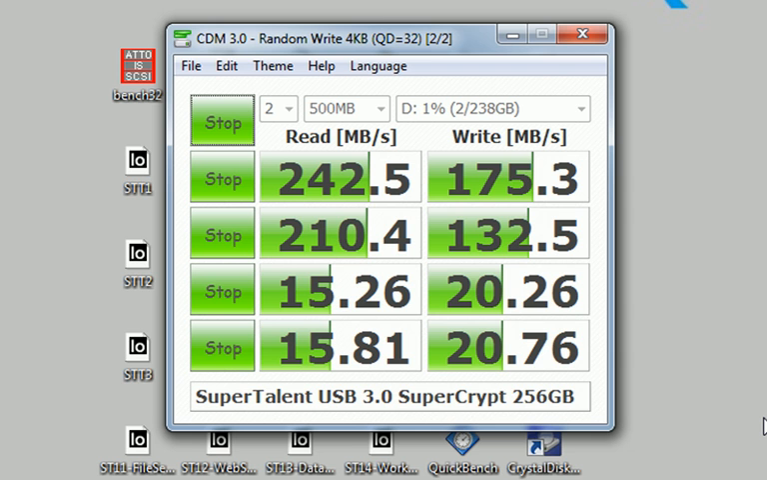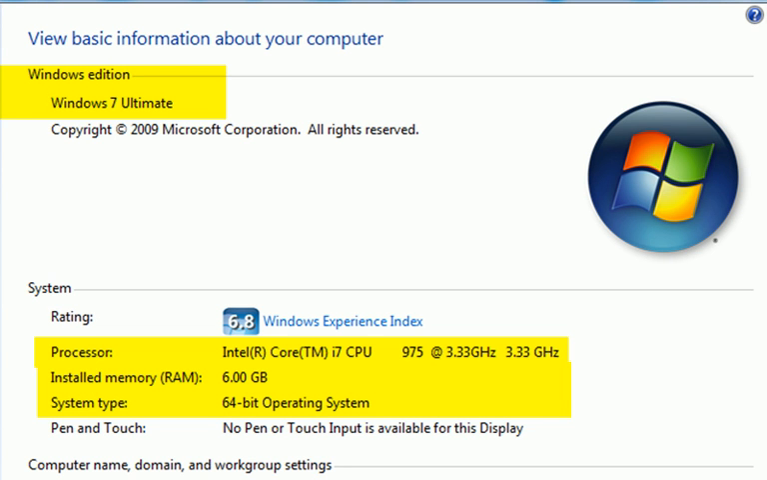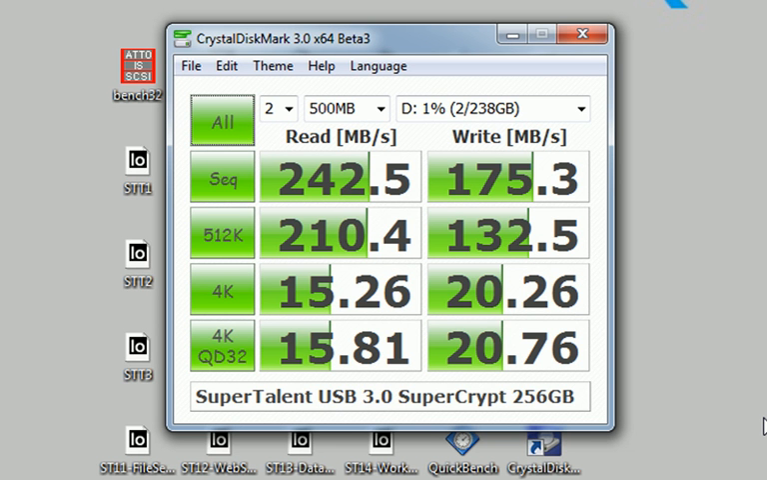Now let's take a look at the system. The system that we're using has USB 3.0 internalized, and it is a very high-end system. It's running Windows 7 64-bit. Here are those numbers again.